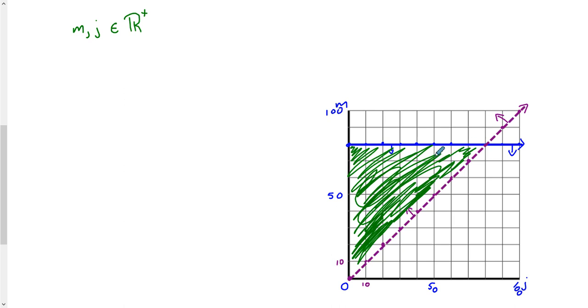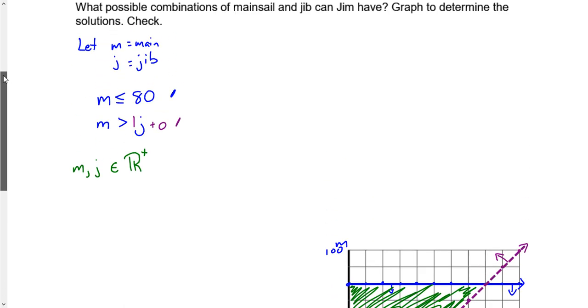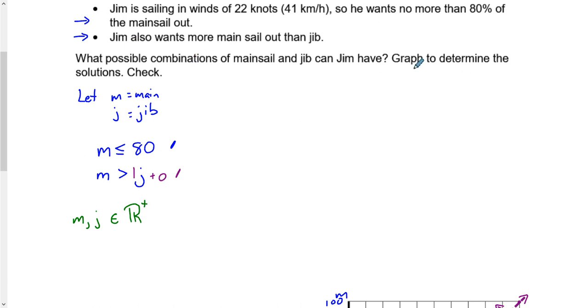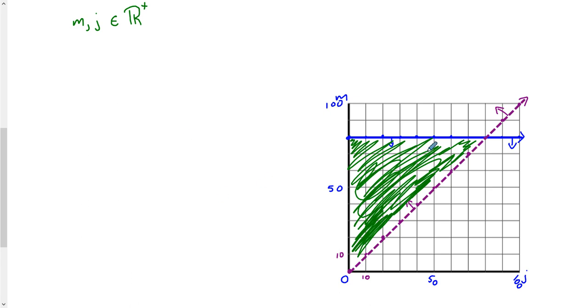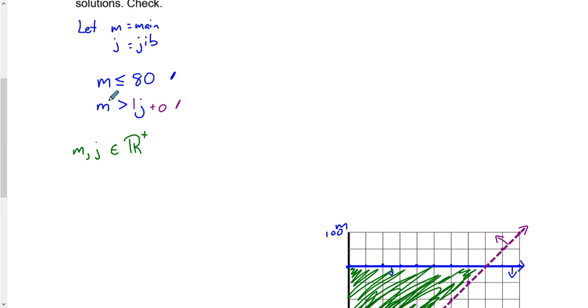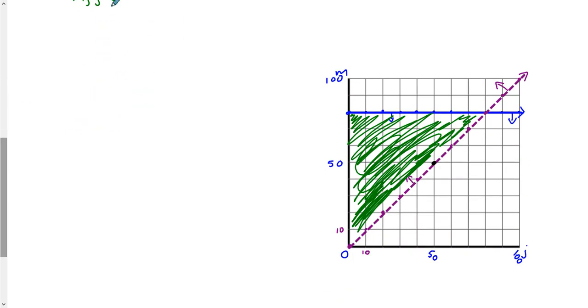It's a good enough sketch. Because what we're concerned about is what possible combinations can Jim have. Any of these values, we cannot have this one. We can't have 50 and 50 because that means that we have 50% of the main and 50% of the Jim. But 50 is not greater than 50. It's greater than and or equal to, but it's not greater than. So this one would have to move even into there so that it's still above that line.